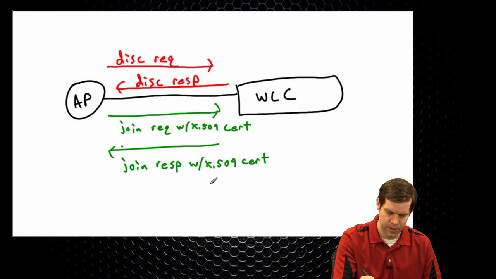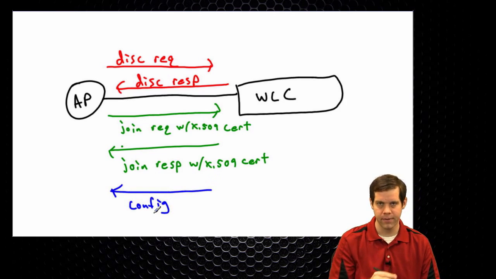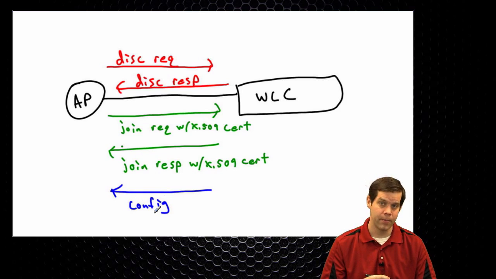So at that point, it's going to configure the access point. The access point will get all of the WLANs and appropriate configurations. And at that point, it's up and running and should be servicing clients. So that's the overall flow of the join process here.